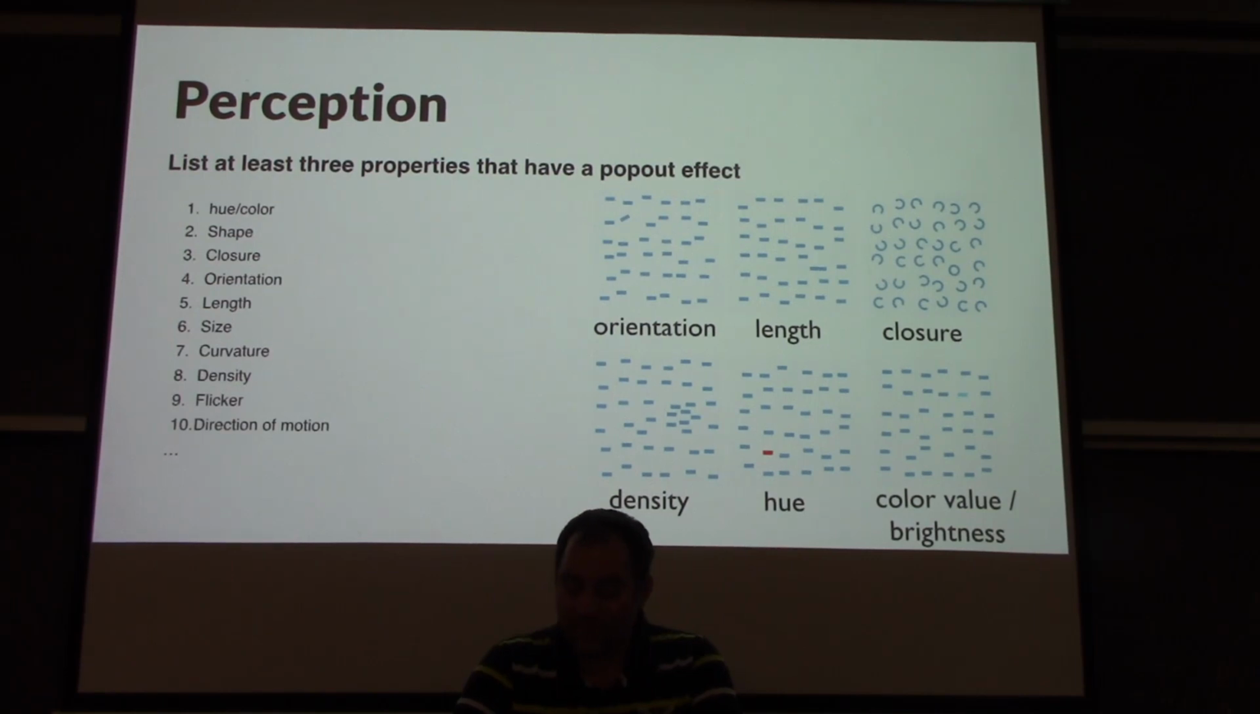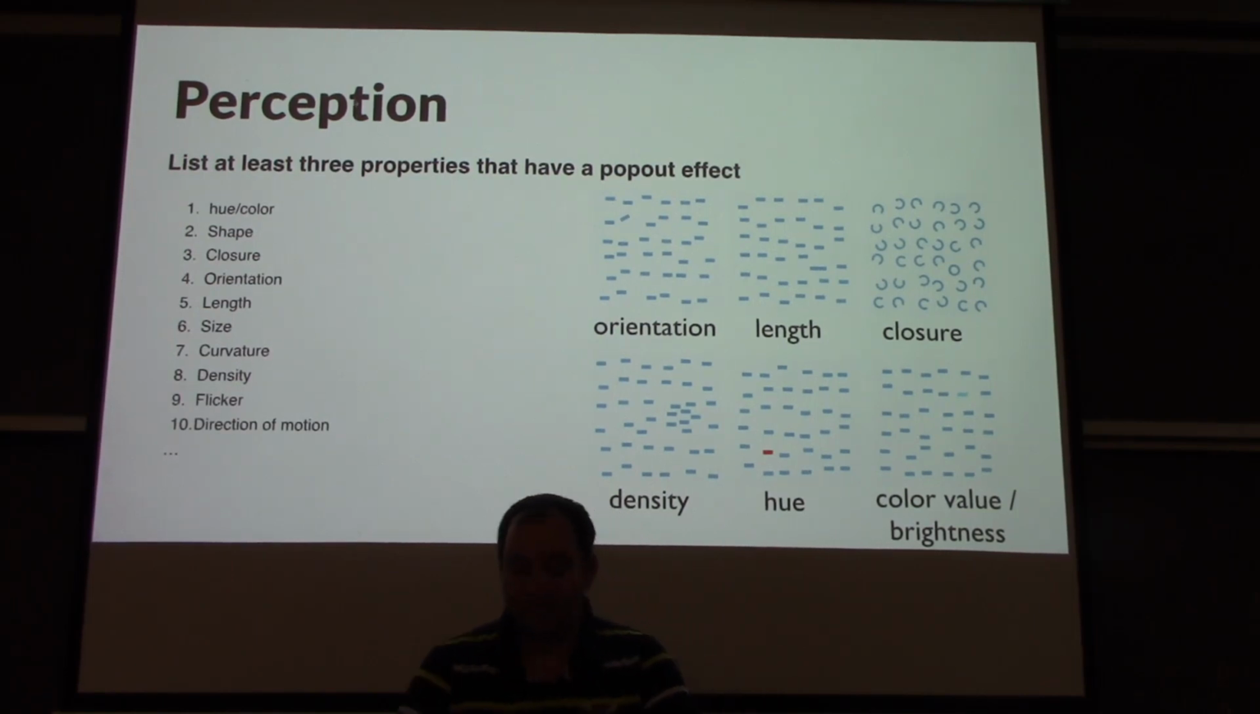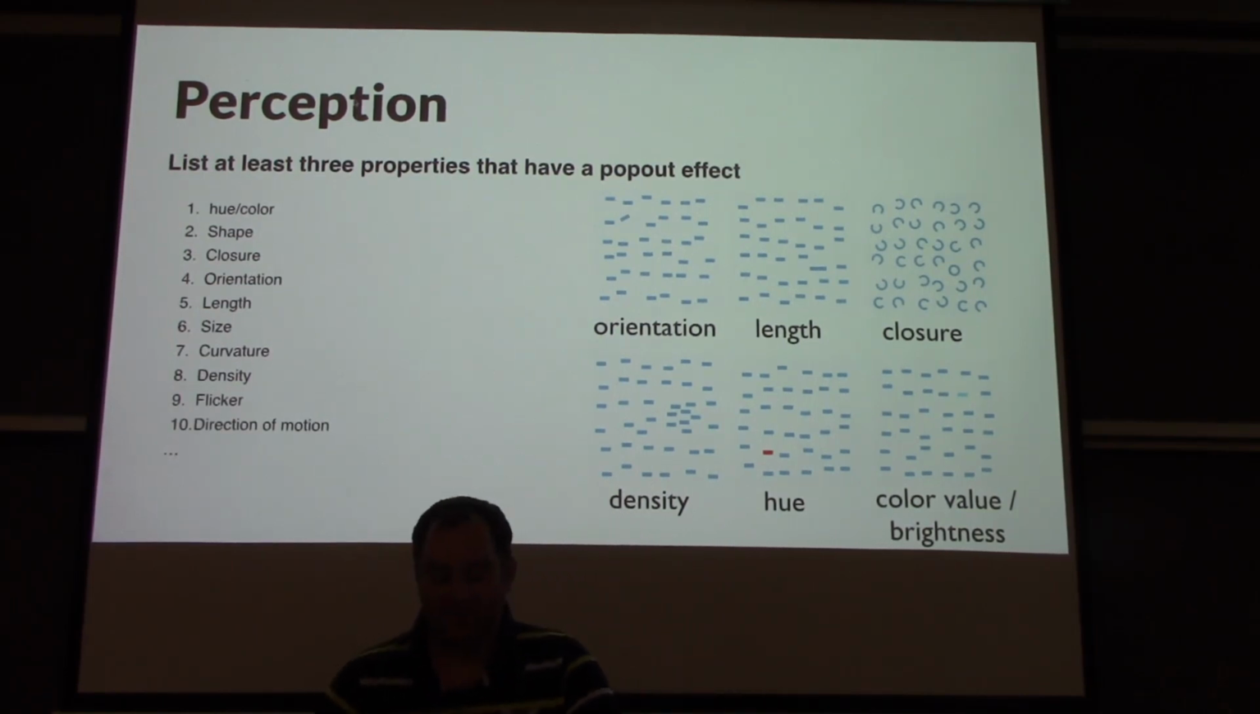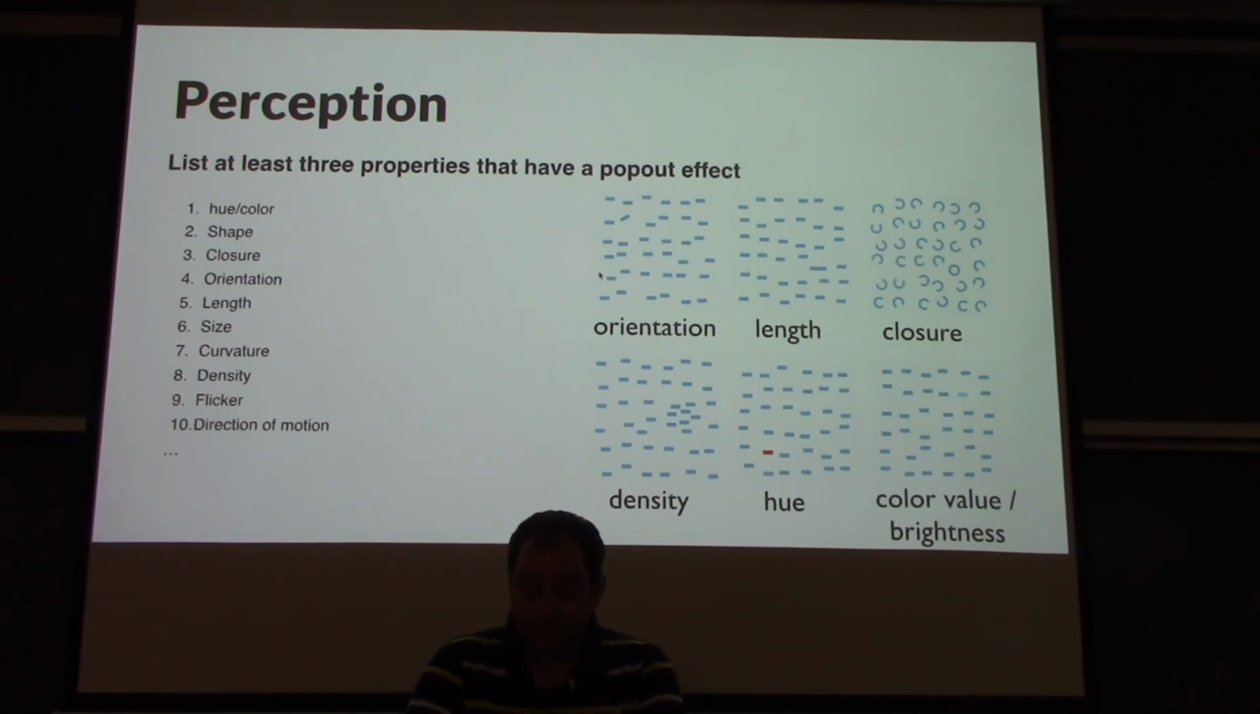The second question was list at least 3 properties that have a pop-out effect, and there's many. There's 6 shown here: orientation, length, closure, density, hue, color value, brightness. But there's also size, curvature, flicker, direction of motion, and so on. So there's plenty of those.